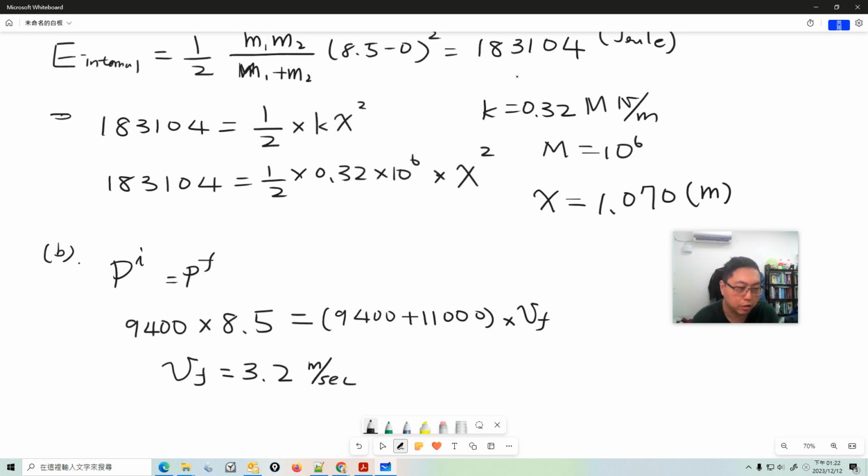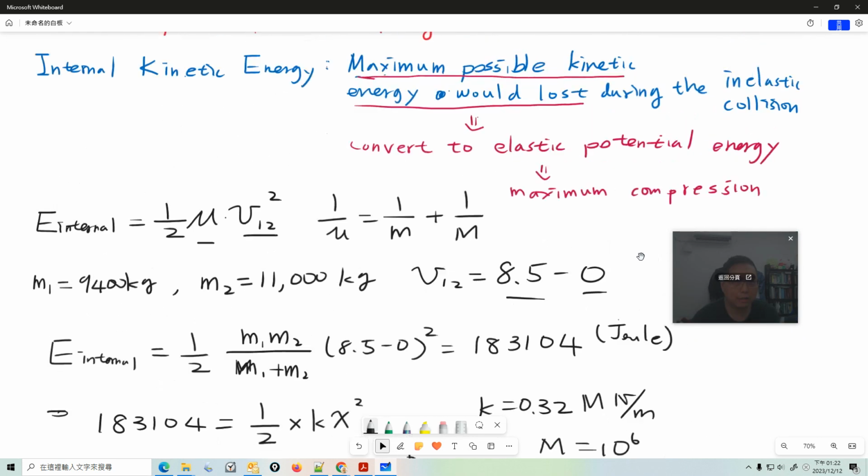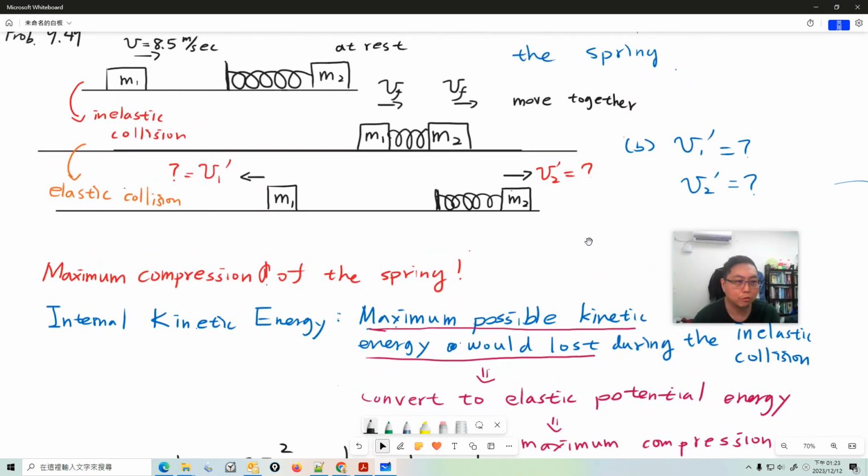Let's use the calculator again. 9,400 times 8.5 divided by 9,400 plus 11,000. Oh, sorry, 3.92. So at this stage, these two blocks move at 3.92. And we want to calculate, after this elastic collision, the velocities V1 prime and V2 prime.